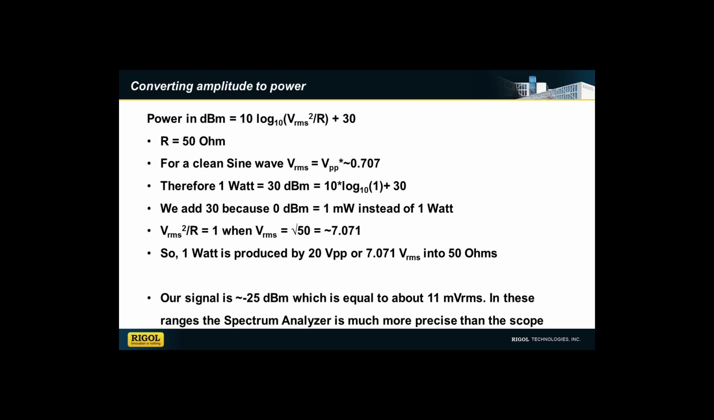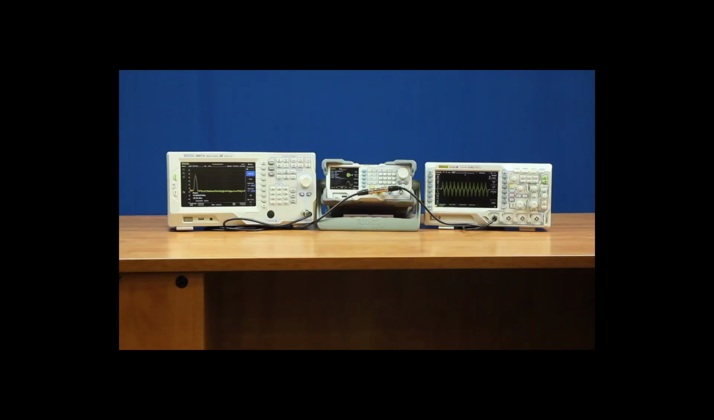In these ranges, the spectrum analyzer is much more precise than the scope. So if we want to measure power, we should look to the spectrum analyzer for the most accurate readings. So now that we understand how we convert amplitude and voltage into power, let's look at our next demonstration, which is really about amplitude modulation.